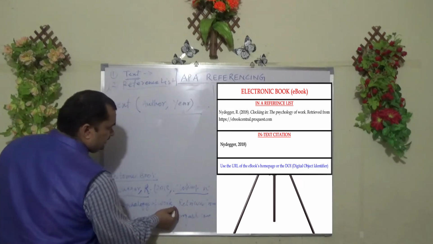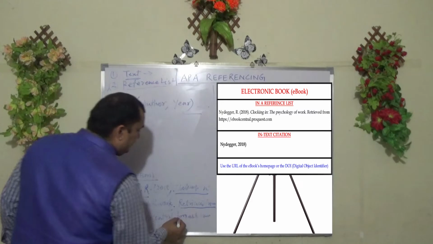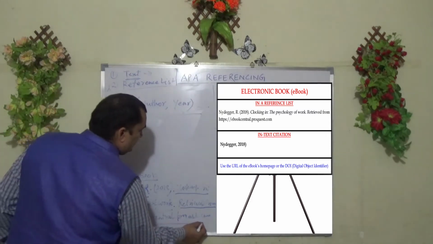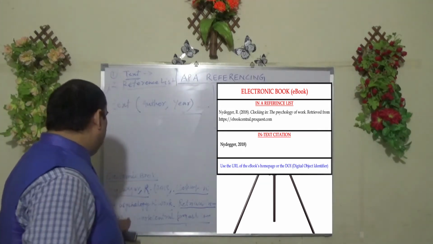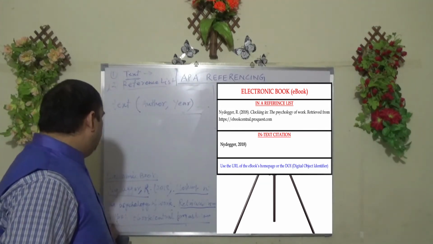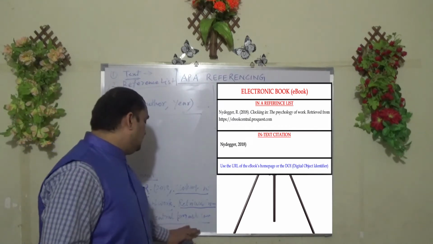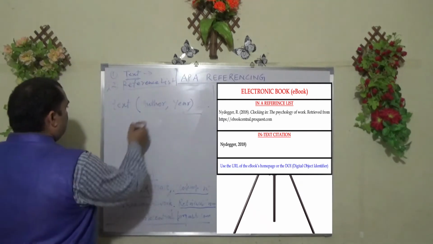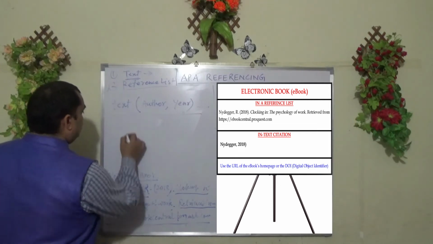When the title finishes we separate it by a dot, and we write specifically "Retrieved from" the digital object identifier or URL of that particular resource where we have taken the piece of information. So it always starts with http://ebookcentral.proquest.com. This is the case of an ebook.